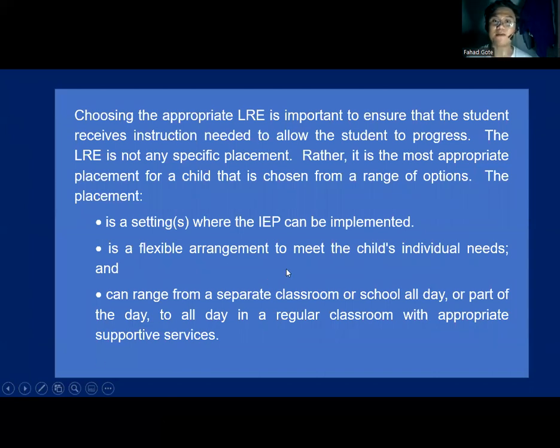So choosing the appropriate LRE is important to ensure that the student receives the instruction needed to allow the student to progress. The LRE is not any specific placement. Rather, it is the most appropriate placement for a child that is chosen from a range of options. The placement is a setting where the IEP can be implemented. It is a flexible arrangement to meet the individual child's needs and can range from a separate classroom or school all day or part of the day to all day in a regular classroom with appropriate supportive services.